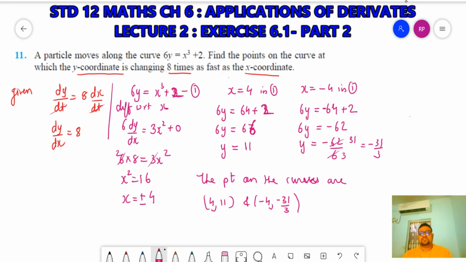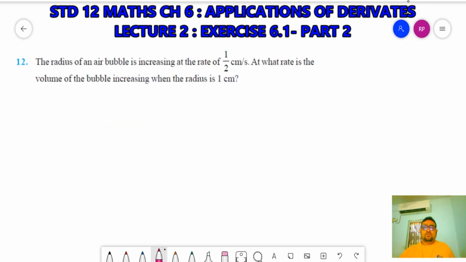Okay, now let's move to the next, that is question number 12. The radius of an air bubble is increasing at the rate of 1 by 2 centimeter per second. So let me write down the given thing: dr by dt, it's not radius, it's the rate of change in radius, so 1 by 2 centimeter per second. At what rate is the volume of the bubble increasing when the radius is 1, r is equal to 1? You need to find dV by dt.